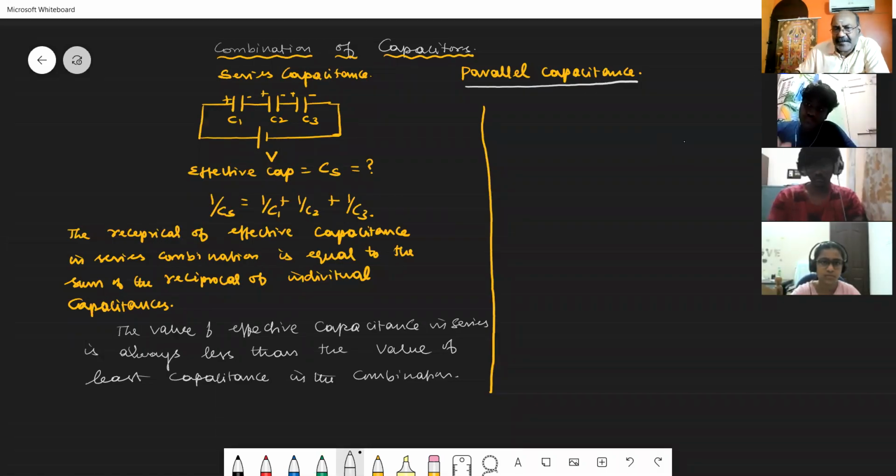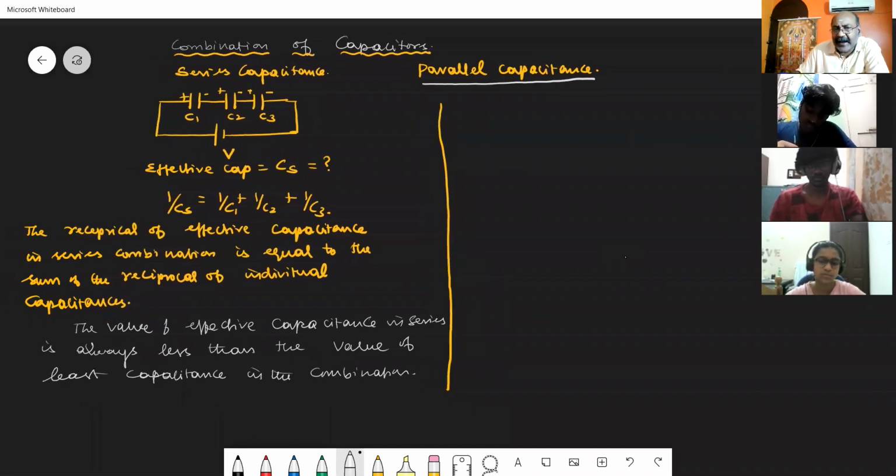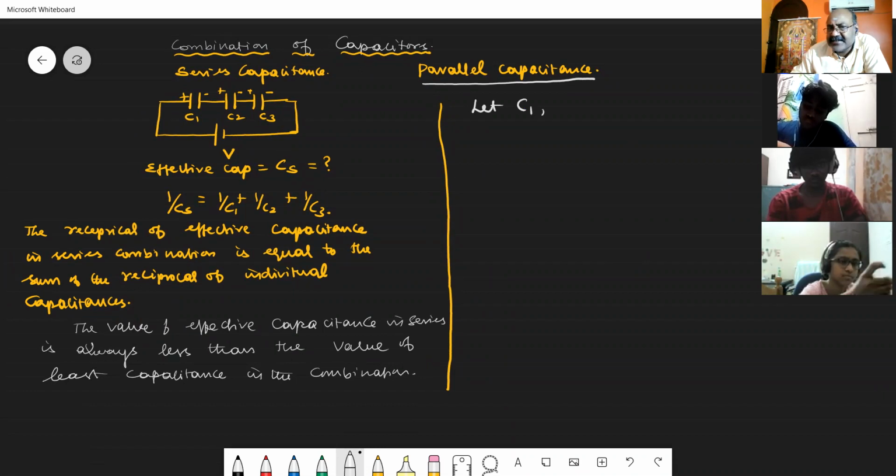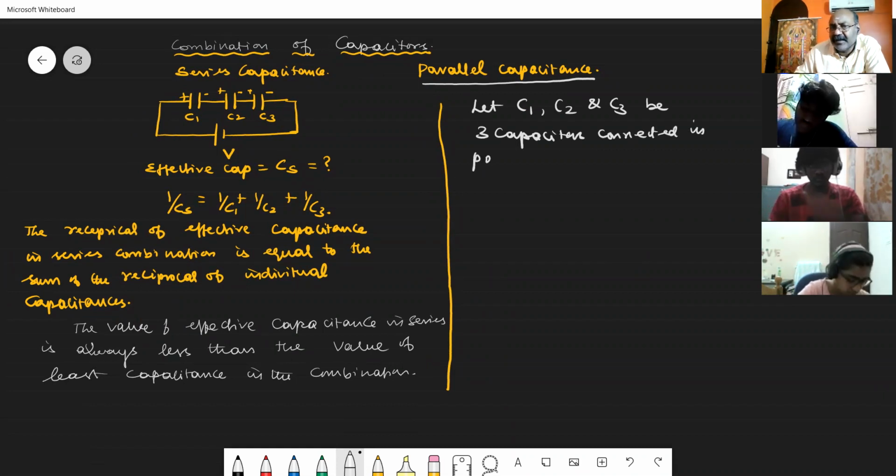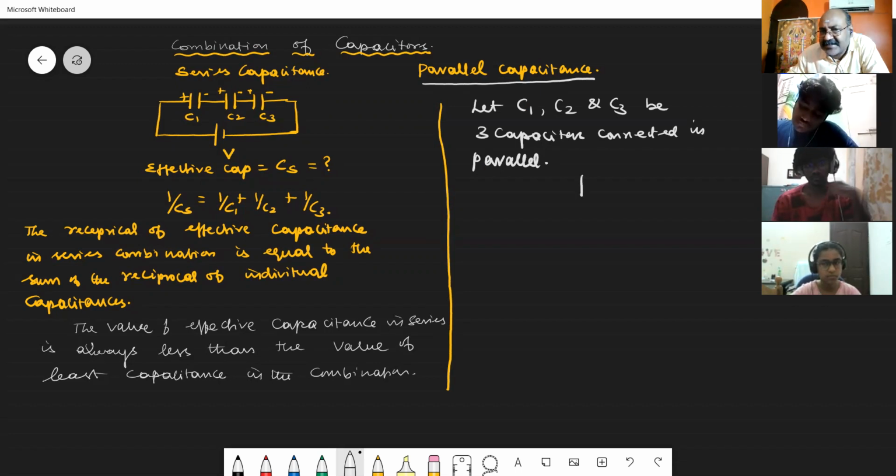So what do you mean by this parallel combination, and how are we able to calculate the effective capacitance in a parallel combination? Here also let us consider three capacitors. Let C1, C2 and C3 be three capacitors connected in parallel. If you are considering three capacitors connected in parallel, then I can represent them like this.